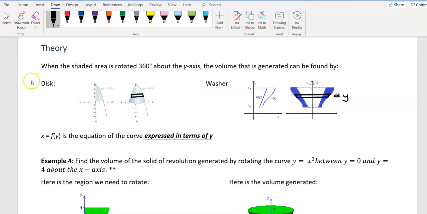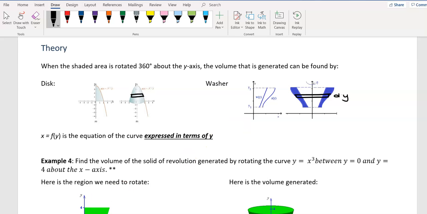And when you're dealing with a disk, there is no hole, so there's one singular radius. When dealing with a washer, there should be two, the outer radius and the inner radius. That outer radius is often your rightmost function or curve, and then the inner radius would be the left function or curve.